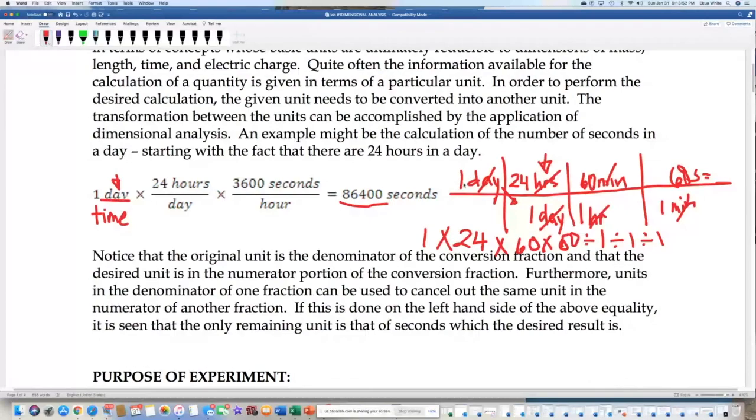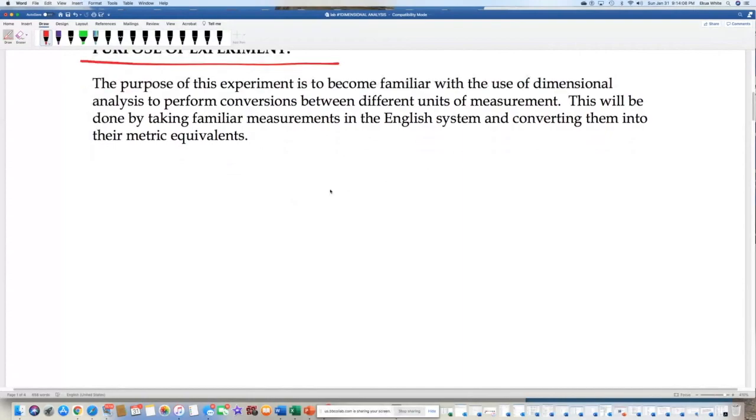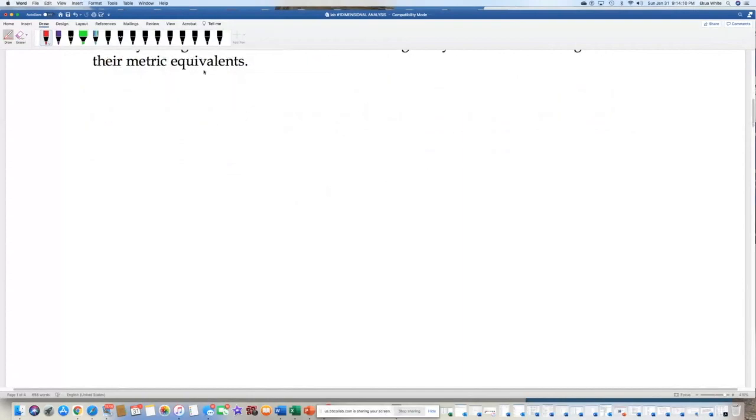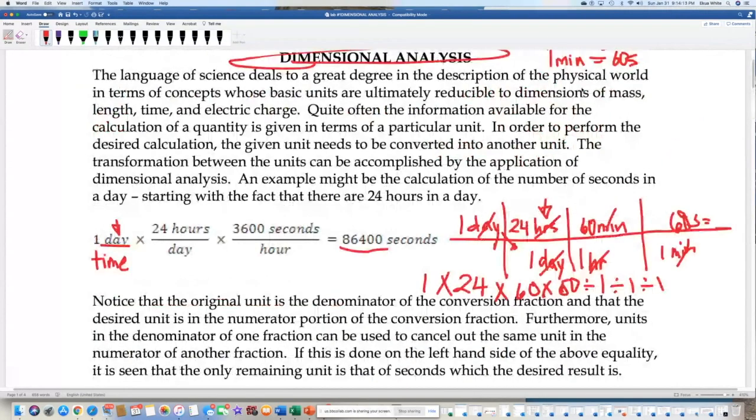So now, the purpose of the experiment is to become familiar with using dimensional analysis to perform conversions of different units. So you're going to be coming up with your own equalities. You see how we had these equalities here? You're coming up with your own.